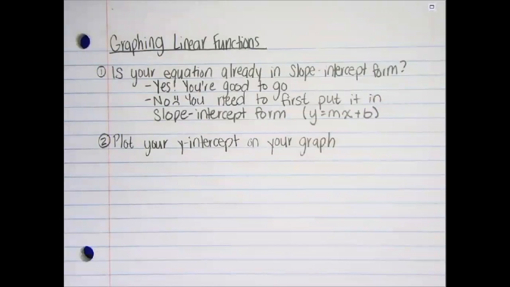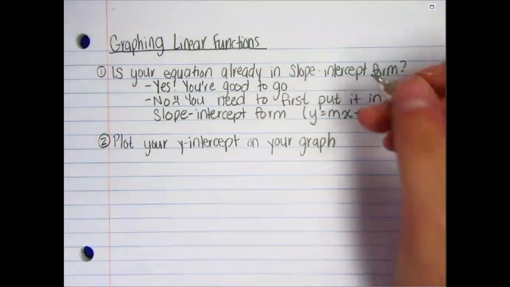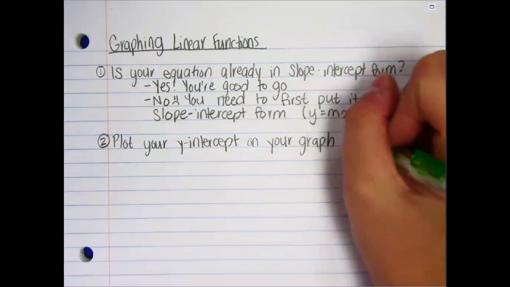But couldn't you have multiple different lines? But we're talking about one specific line. Yes, different lines will have different y-intercepts. But if I'm talking about one line, it only has one y-intercept, and it has one rate of change or one slope that you use consistently. Make sense? Okay. So you're going to plot your y-intercept on your graph first.